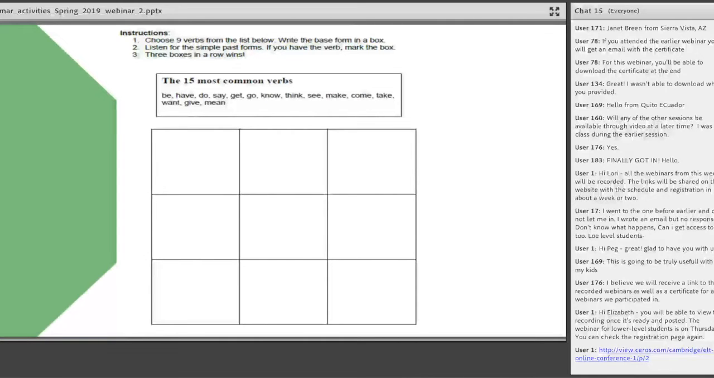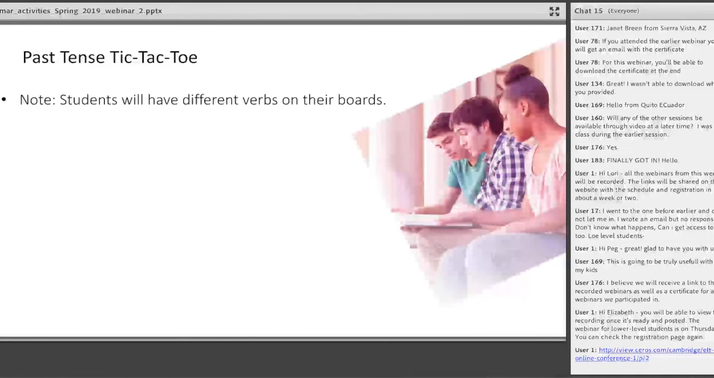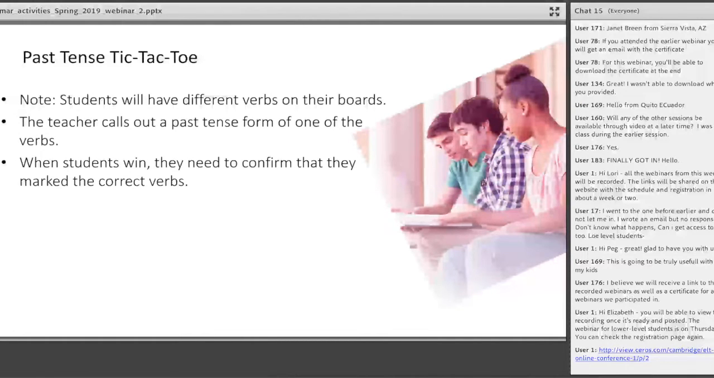So as we look at this, here are some tips for teaching and using this activity. The students are going to have different verbs on their board because there are only 9 squares, right? And we've given them 15 verbs. So students are making individual choices about verbs they either feel confident about or verbs that they want to practice. The other nice thing is not everybody's tic-tac-toe board is going to look the same. The teacher is then going to call out the past tense form of one of the verbs, and the student has to mark and identify the base form that's written on their tic-tac-toe board. So this takes a little bit of thinking here.